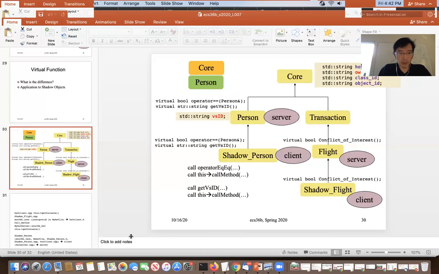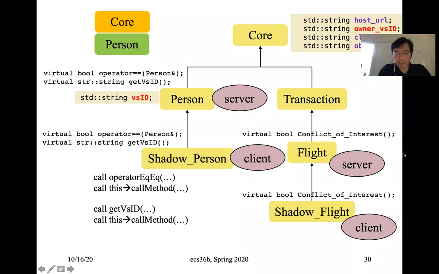I think this is a good example to talk about. So you can see that I have a parent and a child class. The parent is transaction, the child is flight. And I define a method called conflict of interest, for example. A function that exists for the parent class, which is transaction, and also exists for flight, with exactly the same name. This is called a virtual function.